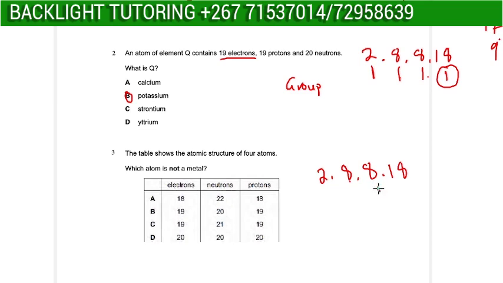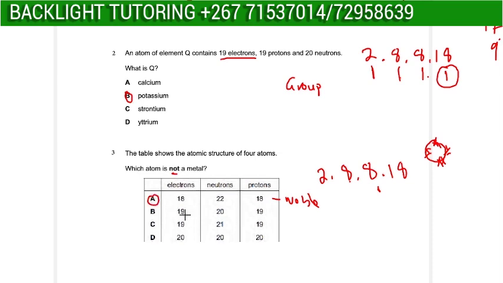the last shell, or valence shell, is fully occupied. It has 8, so this is likely to be a noble gas. This valence shell is fully occupied, so this one is likely to be a noble gas. So the question says not a metal, so this is a noble gas.